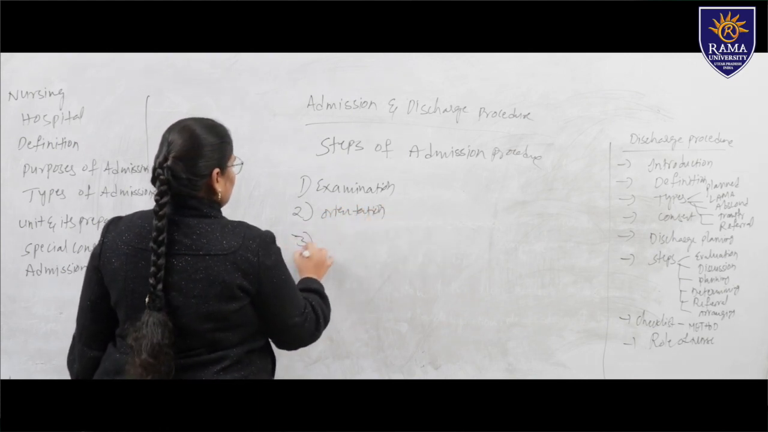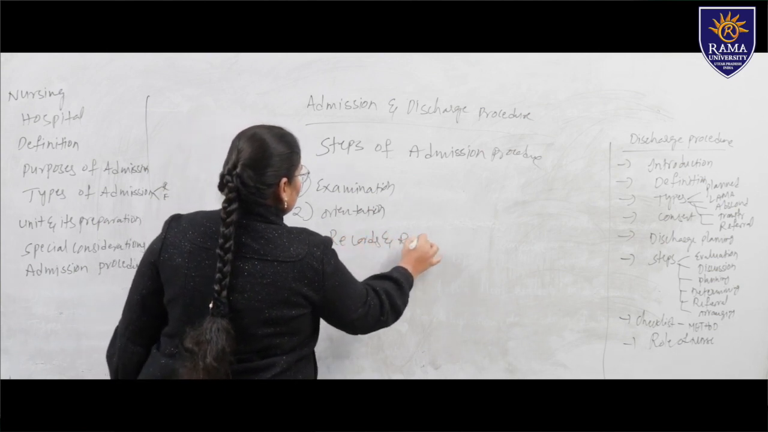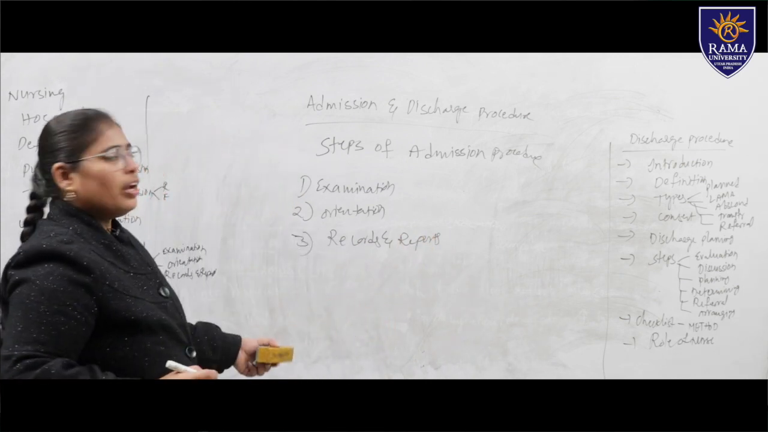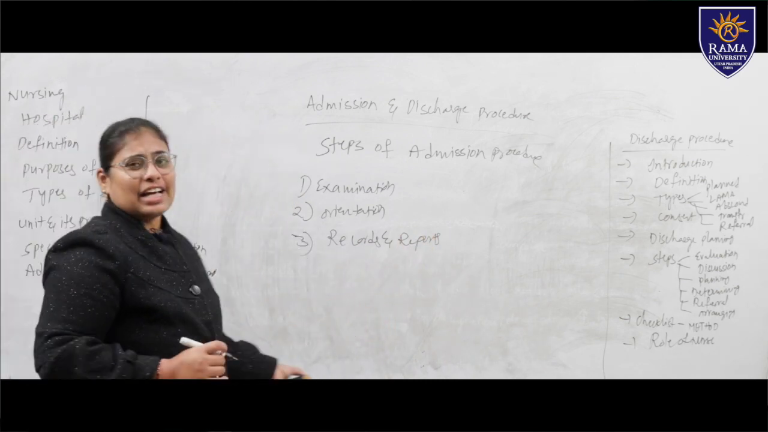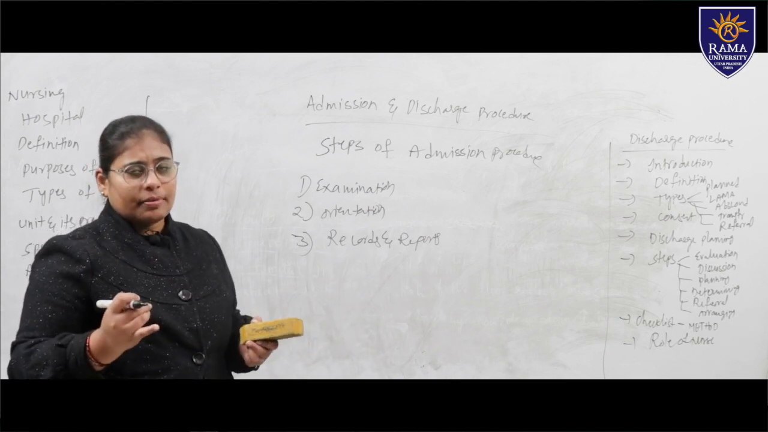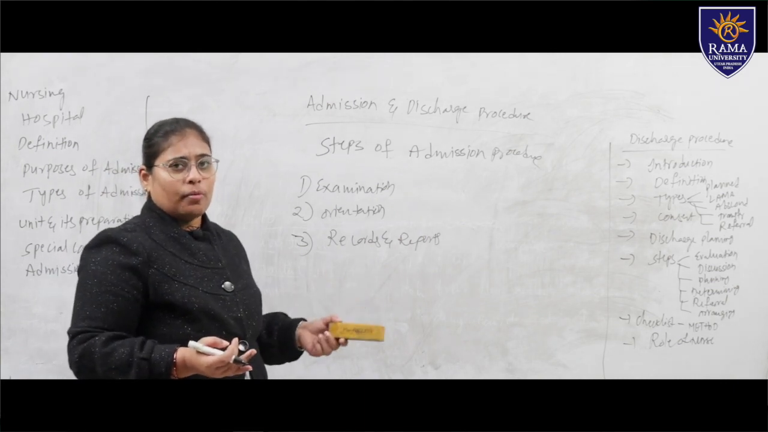Then maintaining records and reports. So here the main steps involved in the admission procedure are, first one is examination. We have to do a physical examination and history collection, and we have to identify what the problem of the patient is.